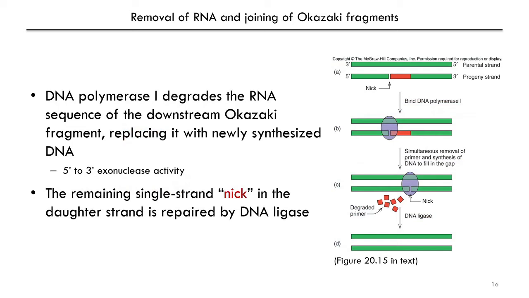DNA polymerase I has two enzymatic activities. It has a 5' to 3' exonuclease activity that removes the RNA nucleotides from the 5' end of one Okazaki fragment, and it has a DNA polymerase activity that replaces the digested RNA nucleotides with DNA nucleotides added to the 3' end of another Okazaki fragment. This replaces the RNA, but it still leaves a single-stranded nick in the daughter strand. This nick is repaired by DNA ligase.